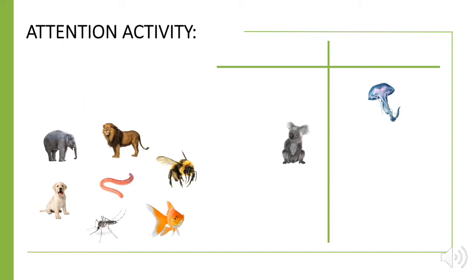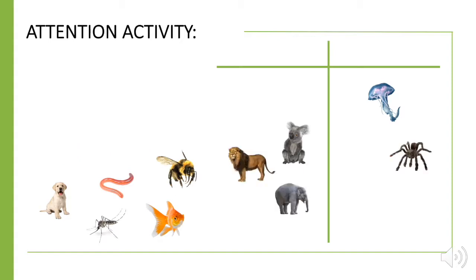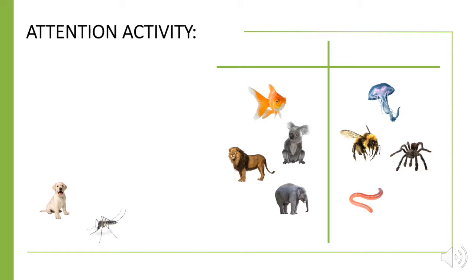Let's go ahead and move the jellyfish over to the right side, and the koala bear is going to go on the left side, and the spider on the right side, and the elephant, and the lion, and the bumblebee, and the worm. Where do you think it's going to go? I think it's going to go on the right side, and it does. And the fish, it's going to go on the left side. And the mosquito on the right side. And the puppy, well, you probably guessed it, it's on the left side too.